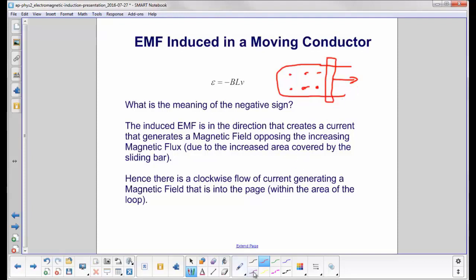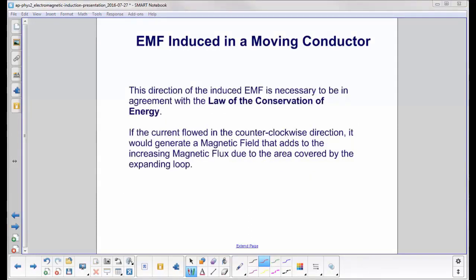So how do we do that? Well, let's use a different color here. We'll want to generate a magnetic field going into the board. So we reduce that flux. So which way would current have to flow in this wire to get a magnetic field like that? You would use your right-hand grip rule, and that would tell you that the current flows this way, in the clockwise direction.